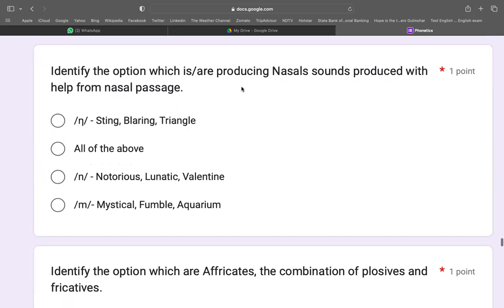Identify the option which is or are producing nasal sounds, produced with help from the nasal passage. So nasal sounds are called m, n, right? So is rest, stins, blaring, triangle. So notorious, lunatic, Valentine, mystical. So all of the above.